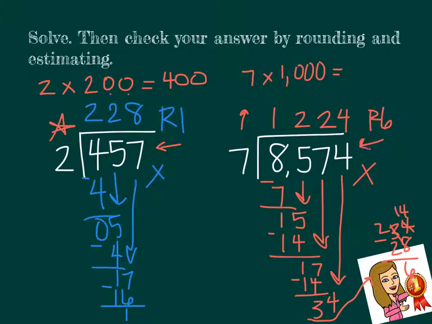to the dividend. And that gives me 7,000. 7 times 1 is 7, and then 1, 2, 3 magic zeros. And that is quite close to 8,574. Now, if I got something like 700 as my answer, I would know I need to go back and check my work. But this answer makes sense.